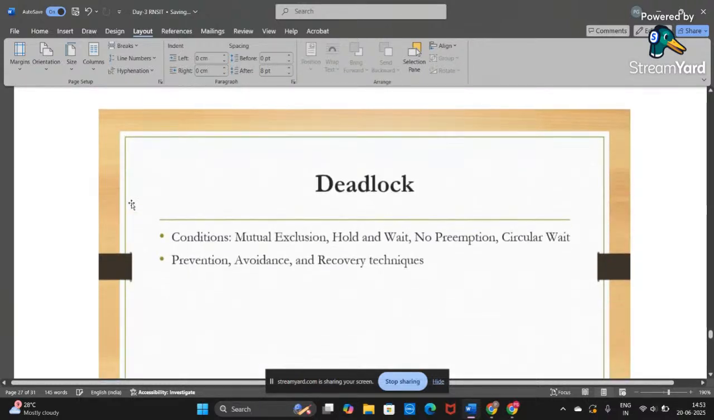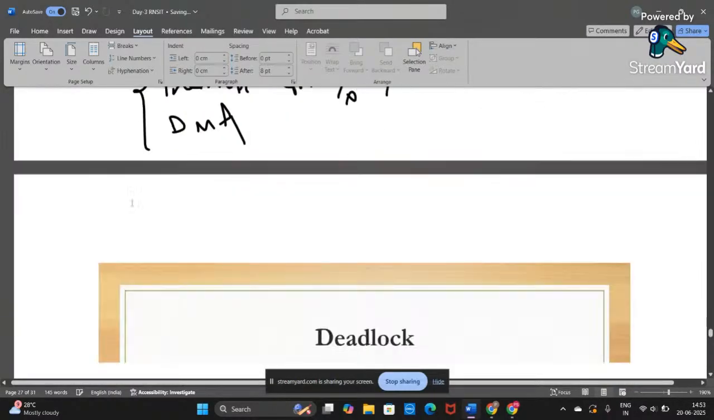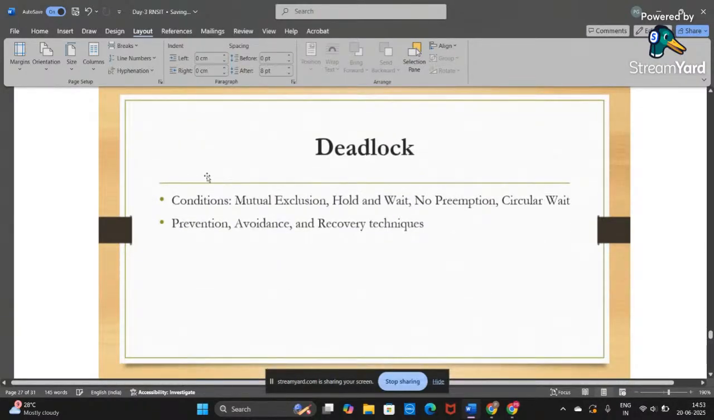Now we'll move to the next topic, that is deadlock. Deadlock conditions are mutual exclusion, hold and wait, no preemption, circular wait. First, let us see what is this deadlock.